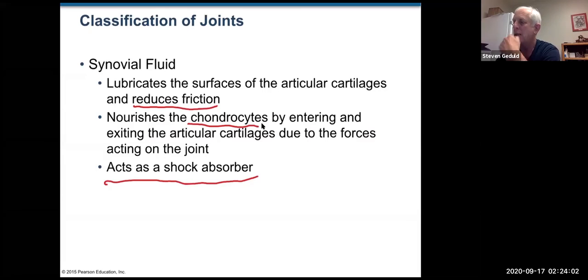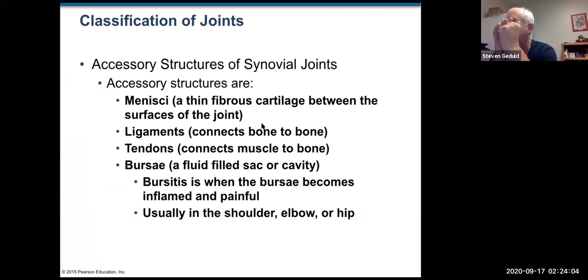So that's what synovial fluid does. Accessory structures are there. Okay, you have a meniscus. Menisci is plural, where you have both sides. It's a thin fibrous cartilage that's between the surfaces of the joint. So between the articular cartilage of both ends of the joint, you have a meniscus, or menisci in the plural. The meniscus just simply separates those joints and helps them to move between each other.